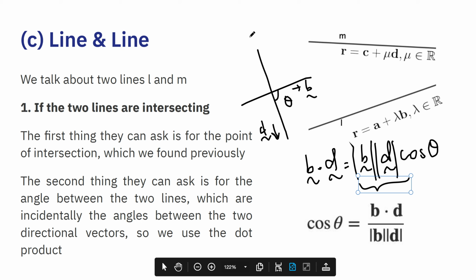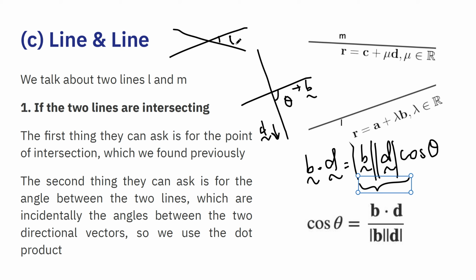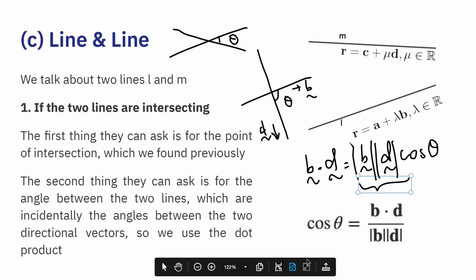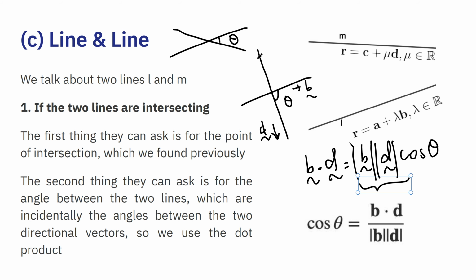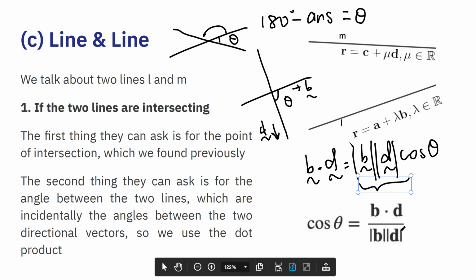Okay, so now what happens if we have 2 lines and we want to find this acute angle, and the angle we get from this equation is obtuse? Then that can't be correct, right? If we obviously want this acute angle. But if you realize the angle between the 2 vectors is slightly vague because it can mean this angle as well. So you just need to take 180 minus your answer to get what you want. But if you already get an acute value, then usually there's no need to do that.